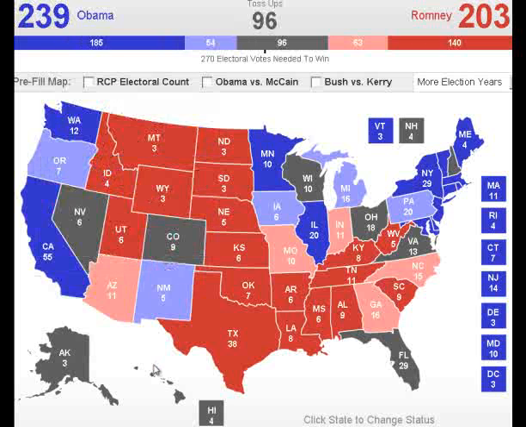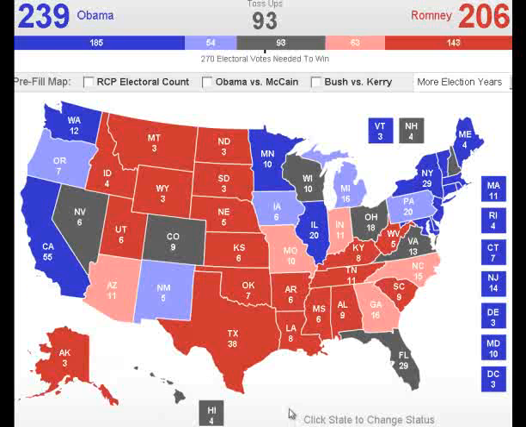Alaska and Hawaii are pretty easy. Alaska, although Democrats have been certainly very competitive over there with the win of Ted Stevens' old Senate seat in 2008, still, as a matter of presidential politics, it's very unlikely that the Democrats can win that state. We will give that to Romney.